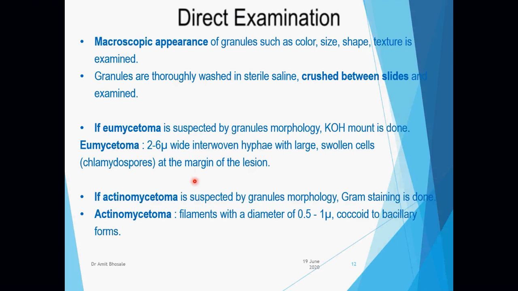If actinomycetoma is suspected by granule morphology, gram staining is done. In actinomycetoma, filaments with diameter of 0.5 to 1 micron, coccoid to bacillary forms can be seen. So the main difference in these two is that in eumycetoma typical hyphae are seen, having 2 to 6 micrometer diameter. Here there is a filamentous bacteria, the diameter is very less as compared to the fungal hyphae. So this is the differentiating feature microscopically.